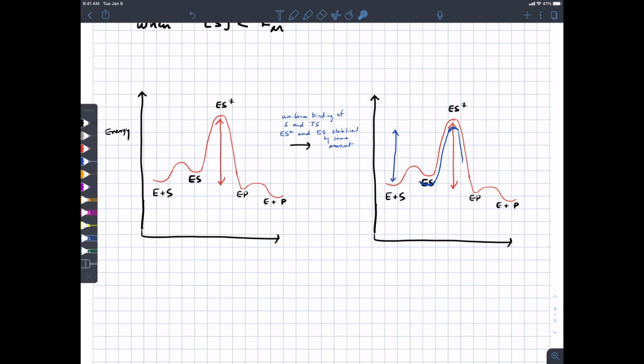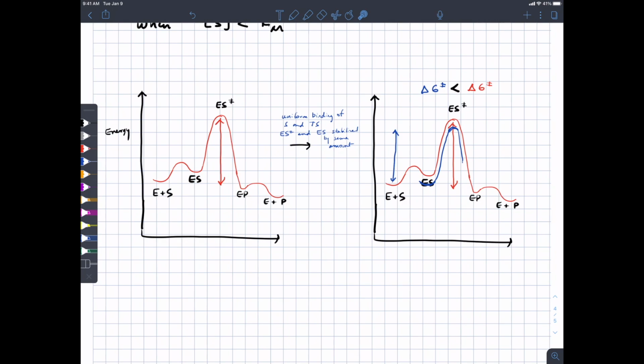Compare the red line and the blue line. What do you see in terms of differences? What is smaller? Blue is smaller, right? That activation energy for blue is smaller than for red. The reason that's the case is because even though we stabilized both of these points by similar amounts, the enzyme substrate complex was not our starting point. This was. So it doesn't matter that we've stabilized this one. The difference in energy between here and here is now lower.